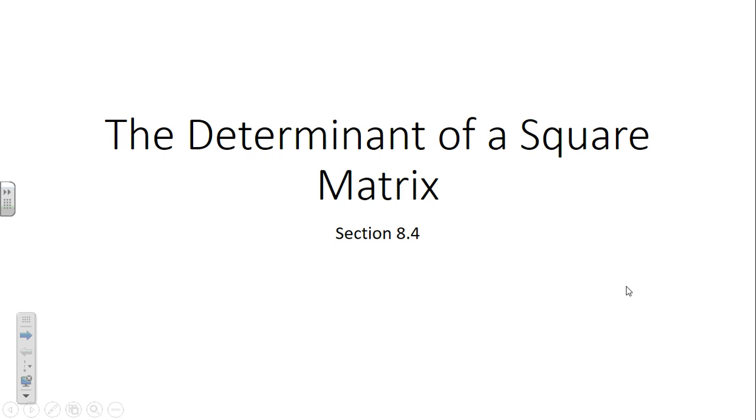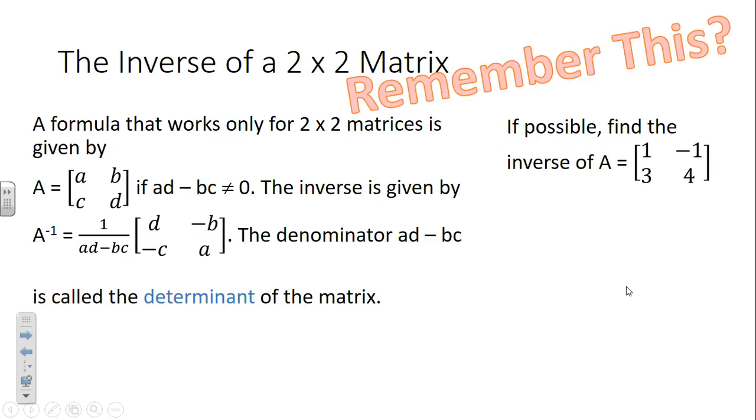The topic for today is the determinant of a square matrix. Remember this slide from a while back when we talked about how to find the inverse of a 2 by 2 matrix? We're kind of out of sequence a little bit.